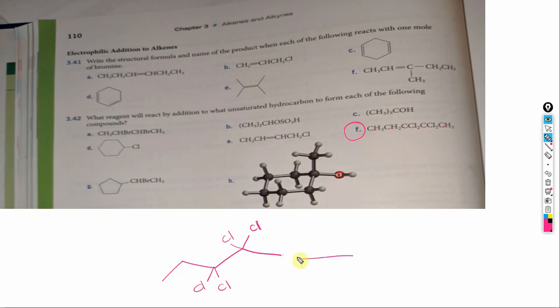Alright, so if you want to get this as a product, let's first see what the precursor is going to be. So obviously you should have reacted this with 2 chlorines, Cl2. If this is the first chlorine that you add on one carbon, and this is the other chlorine you add on the other carbon, that means you should have a double bond between these two.